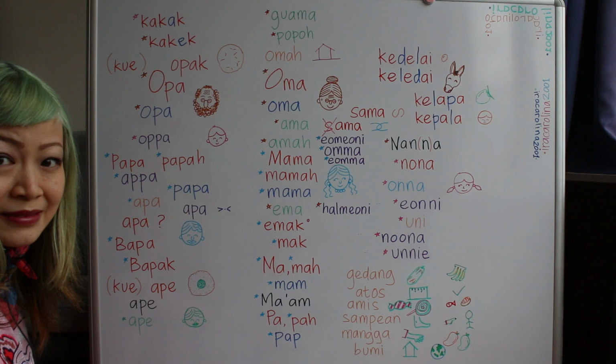And in Mandarin or Chinese language, because I also have Chinese descent, also from my grandmothers and from my grandfathers, grandmother can be guama or popoh or ama.